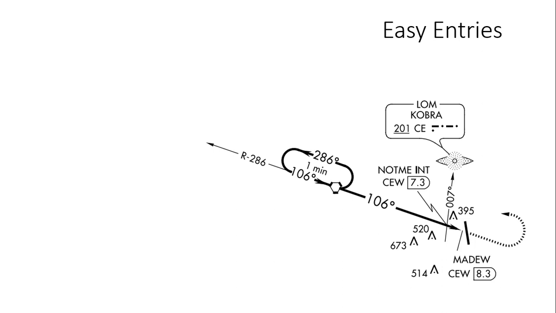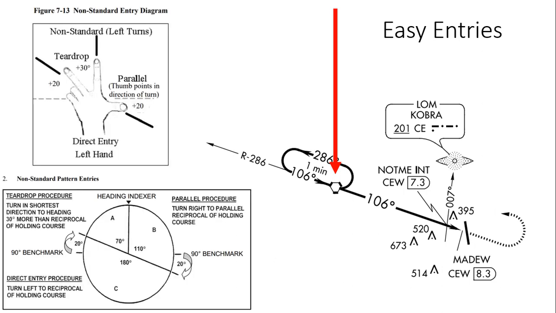You'll notice the holding is depicted as the 106 inbound, 286 outbound heading, and of course the 286 outbound radial off of the Crestview. Let's imagine we came in from Romick or ITU from the north, and here we are. I've got a question for you. Using that method that you learned, this is a non-standard holding, to the left side. What kind of entry are you going to make? Is it going to be parallel? Is it going to be direct? Is it going to be teardrop?